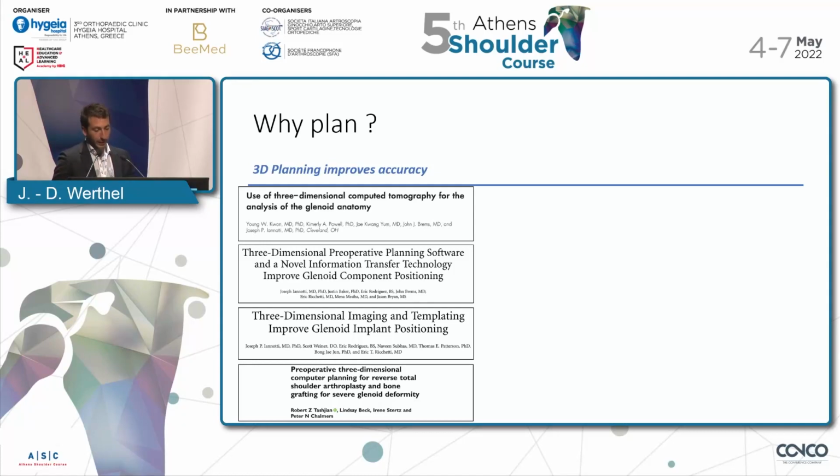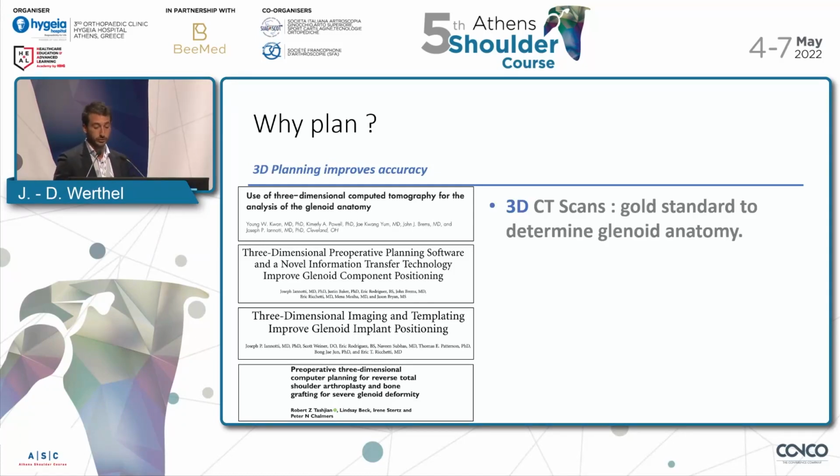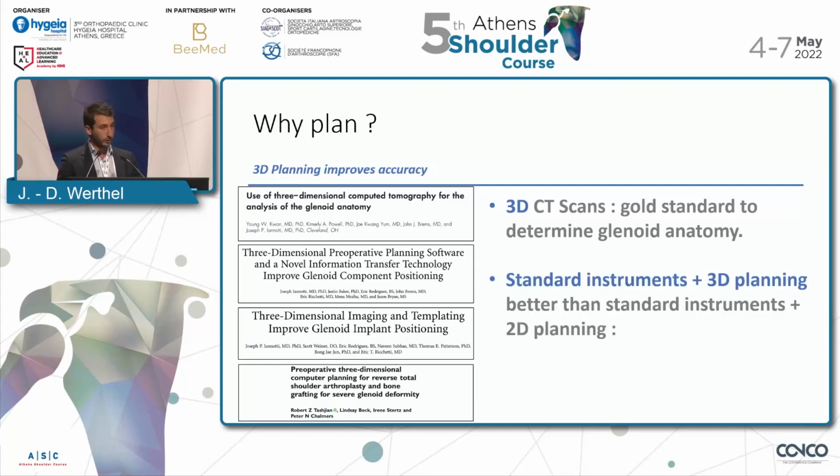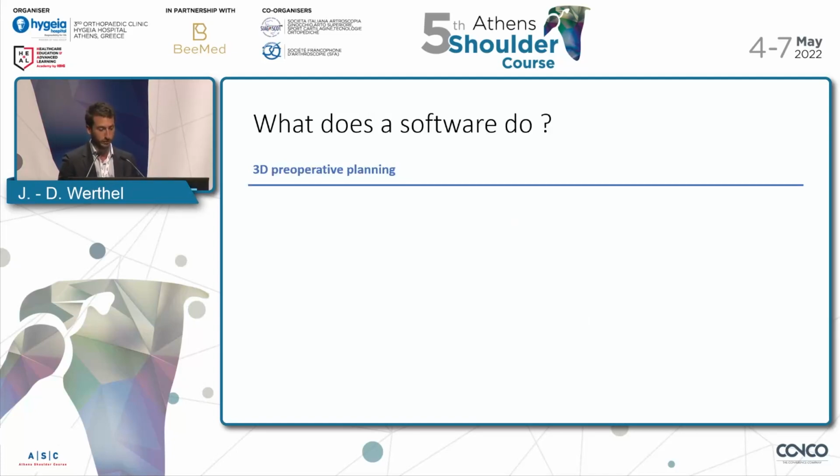So we all know that 3D planning improves accuracy. We all know now that 3D CT scan is the gold standard to determine glenoid anatomy. So it is necessary to have a 3D CT scan preoperatively. It has been proven, and it's going to be shown by Philippe in the next talk, that standard instruments and 3D planning are better than standard instruments and 2D planning and no planning at all, of course. And this has been proven in TSA in vitro, TSA in vivo, and RSA in vivo. So it's pretty clear now.